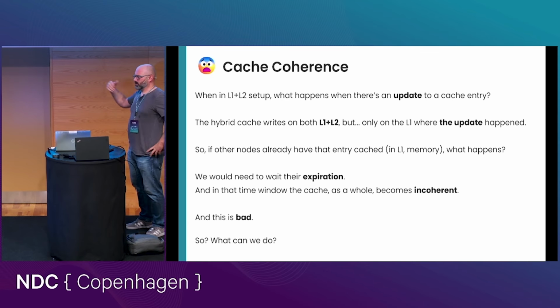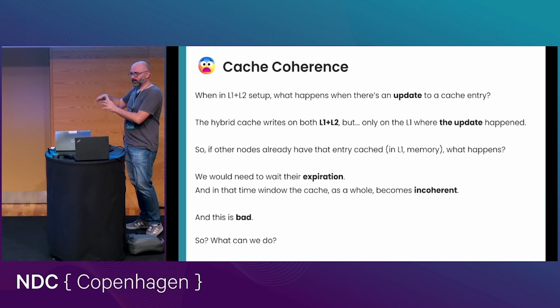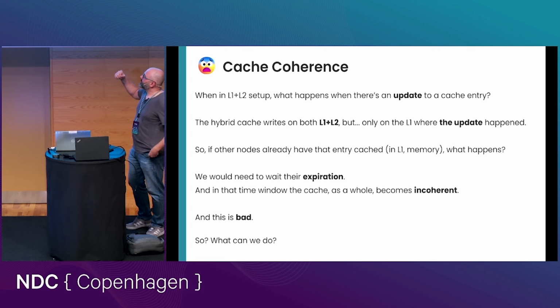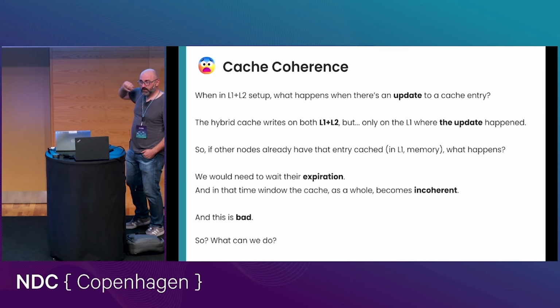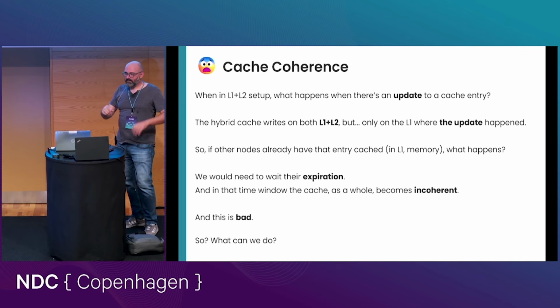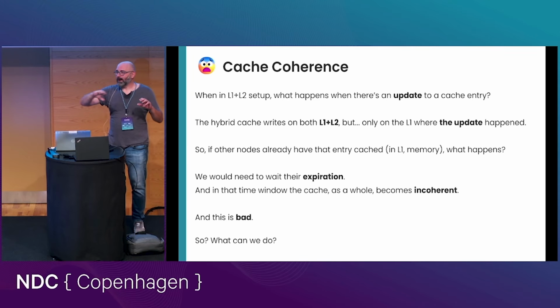We just saw it. You will write to L1, the memory level, but also to L2. Cool. And what if the value that we just changed was already present in an L1, but on other nodes? Basically, we have a problem: we will need to wait for the expiration of the other nodes, which means that we have, like, 10 nodes, all with product 1, for example.